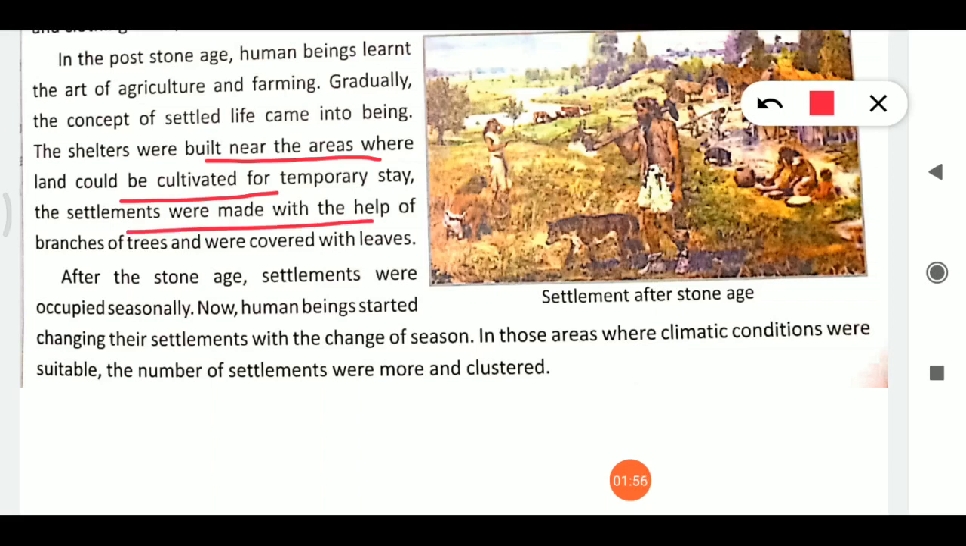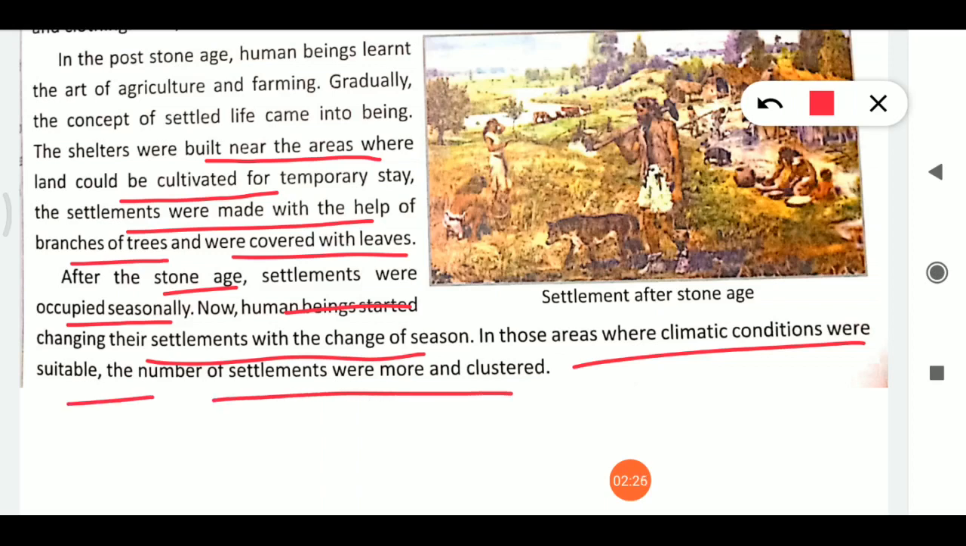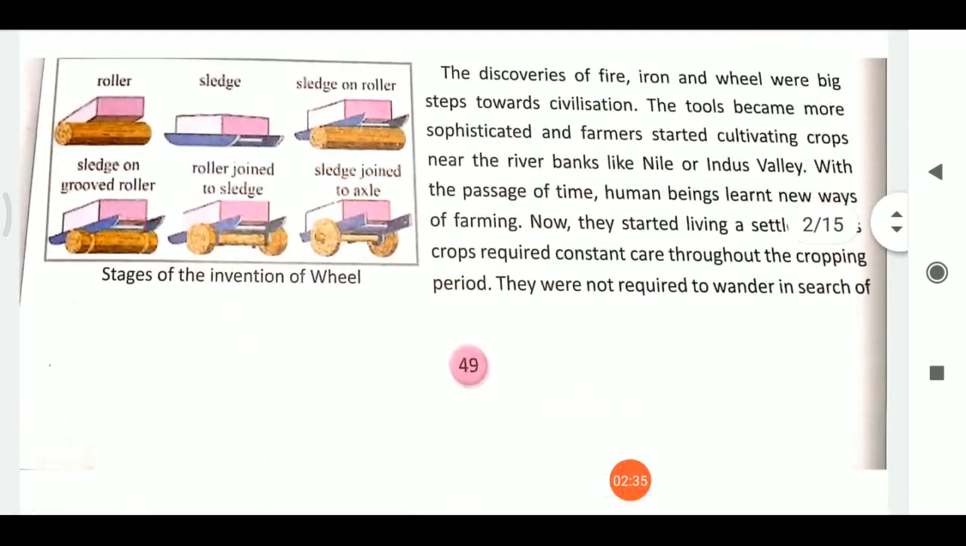And these settlements were made up of branches of trees and were covered with leaves of the trees. And after the stone age, settlements were occupied seasonally. Now human beings started changing settlements with the change of season, and he settled where climatic conditions were suitable for living, and the number of settlements were more and clustered where these climatic conditions were suitable.